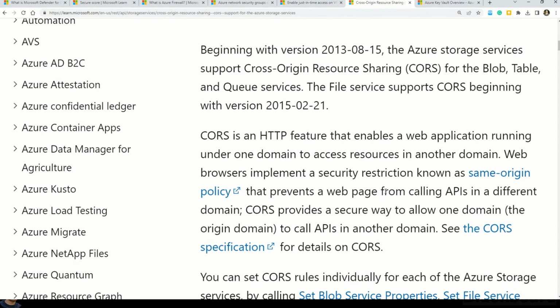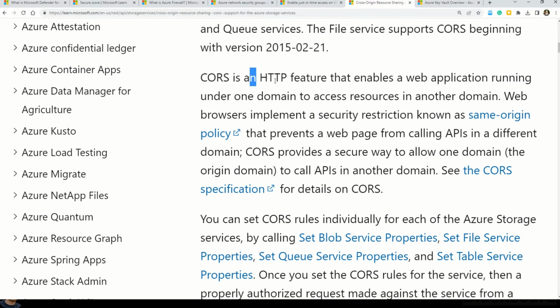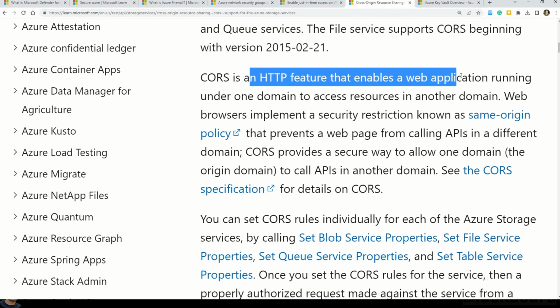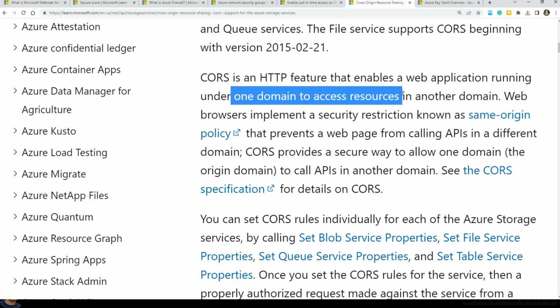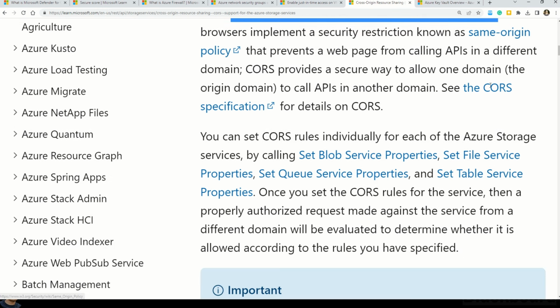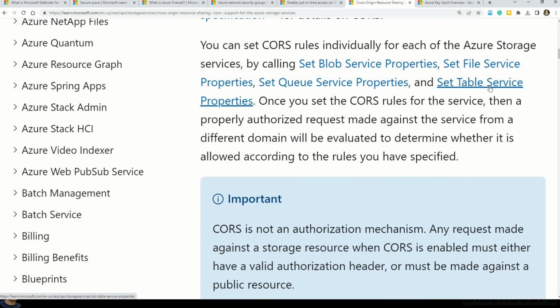So here it is. Here you can read that CORS is an HTTP feature that enables a web application running under one domain to access resources in another domain. And you can find all the details around CORS in this documentation. And as I just mentioned, this topic is the latest addition in the AZ-900. So that's why please read the documentation.